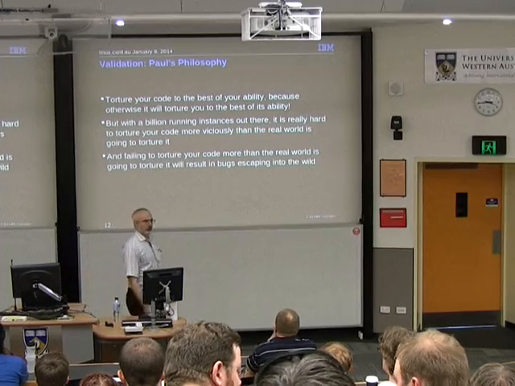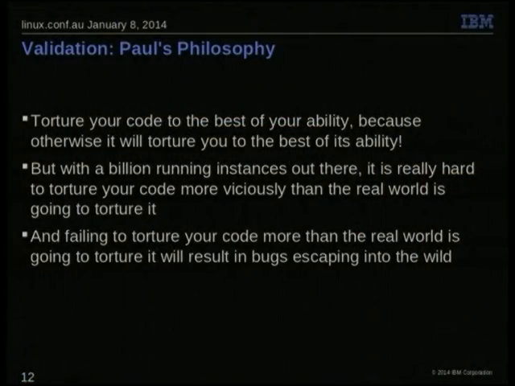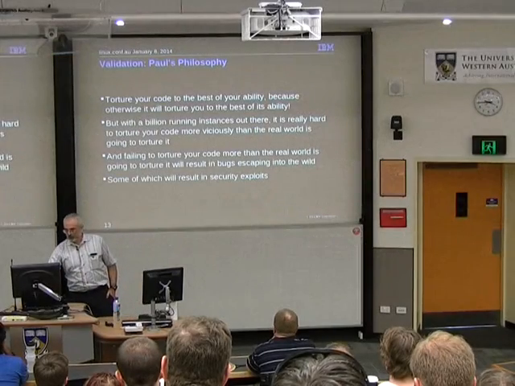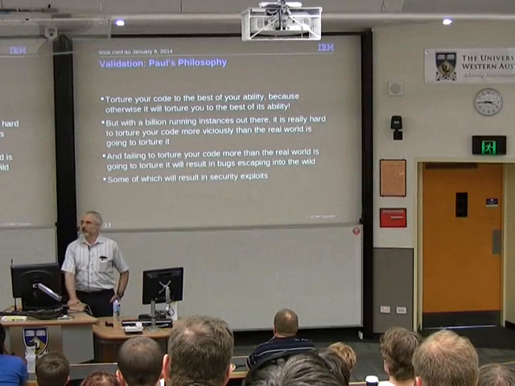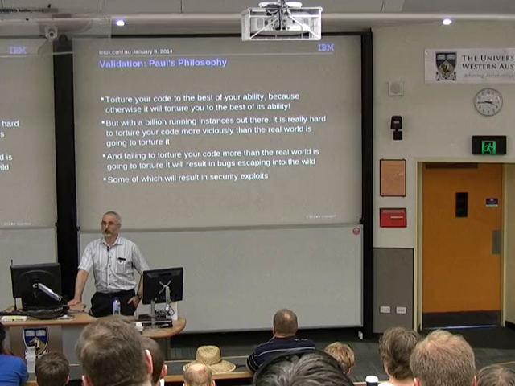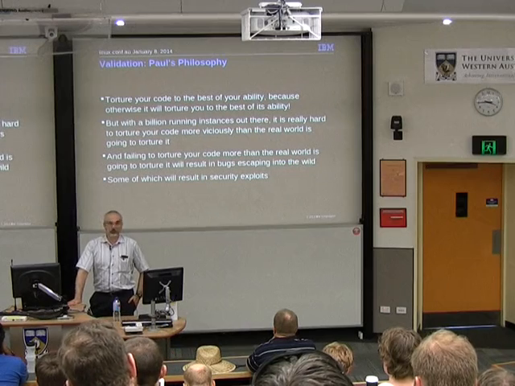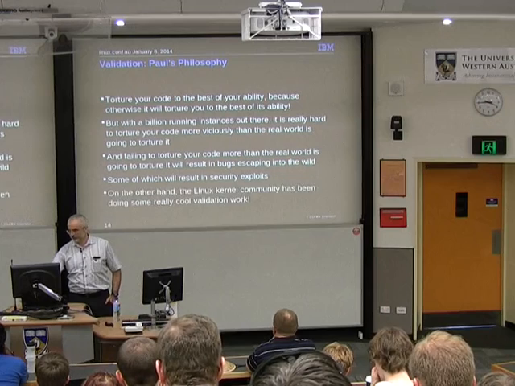The thing is, if you don't put more stress on your code during validation than the real world puts on it, you are going to have bugs escape to the field. And to some extent, it's unavoidable. Nothing's perfect, and it's not going to be. Life is inherently imperfect, but we'd like to keep it down to a dull roar. And of course, some of those bugs will result in security exploits. I don't know if anybody has managed to do a security exploit based on an RCU bug, but it's just a matter of time, right, before something shows up.